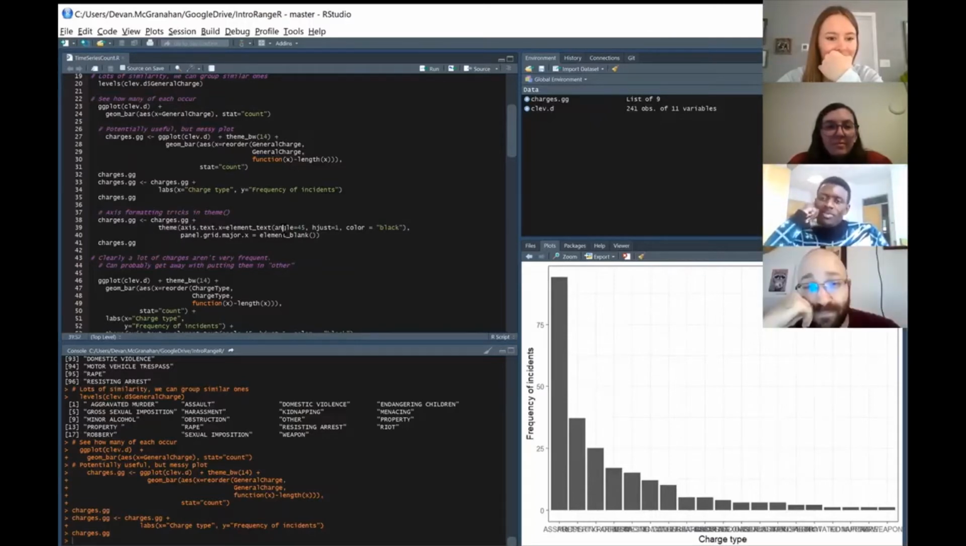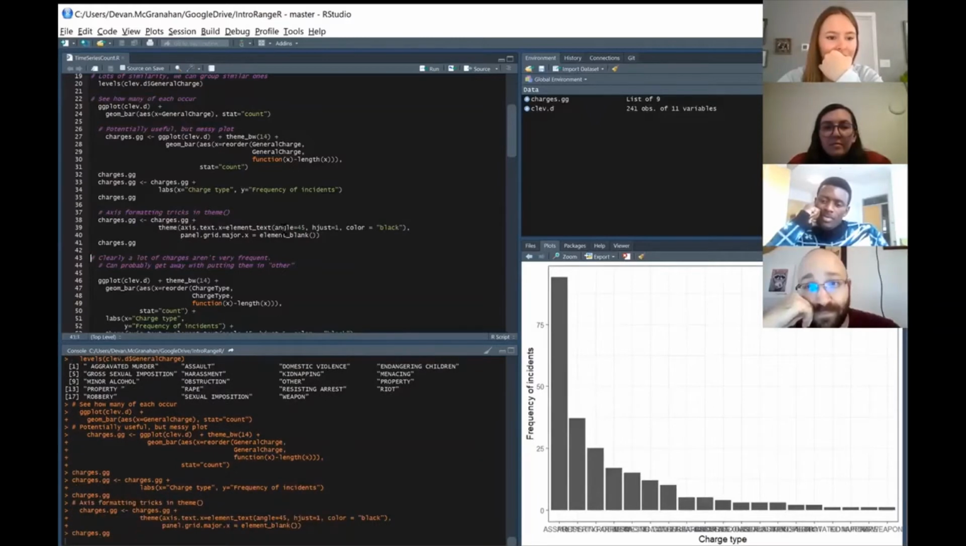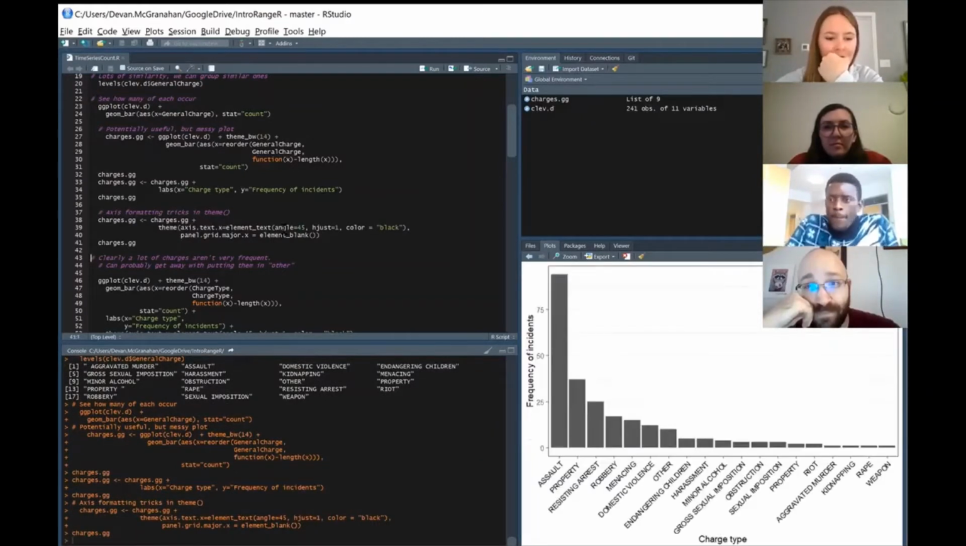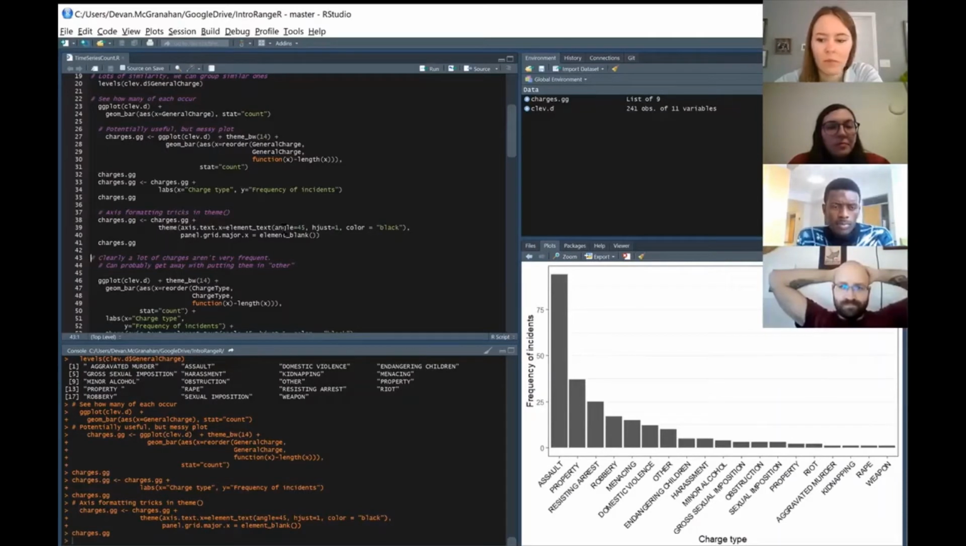We just run those again, and you can see that hjust equals 1 just means that we've put the end of the word at the tick mark, and you can see the angle tips it down. So now we can read every single one of those, and we have that in descending order.